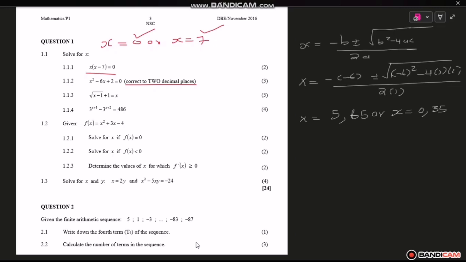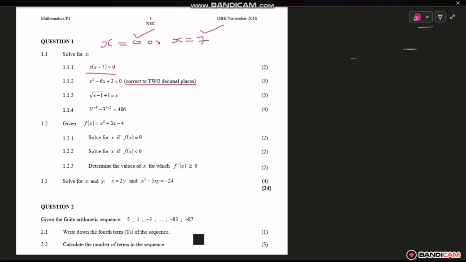1.1.3, these are surds. Whenever you see a square root under "solve for x" or under Question 1, you must know that you are dealing with surds. One answer must be rejected, or one answer must be the correct answer that will give you the left-hand side when you substitute it into the original equation. But that's not always the case. Sometimes both answers can be correct.